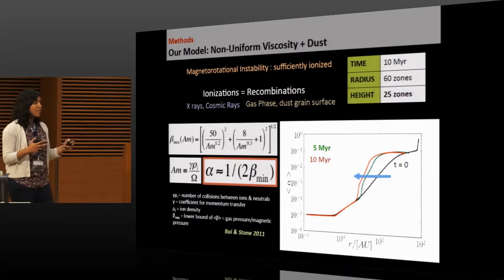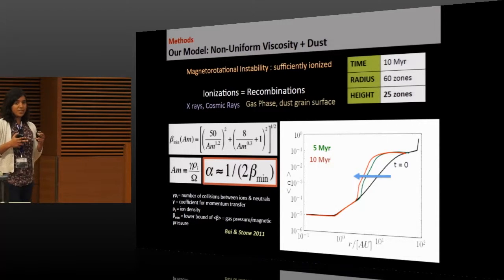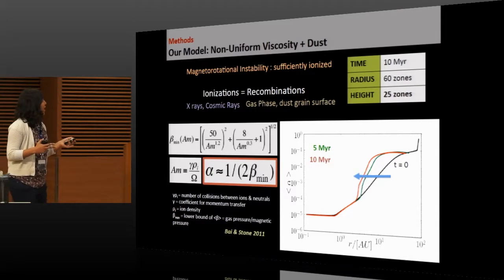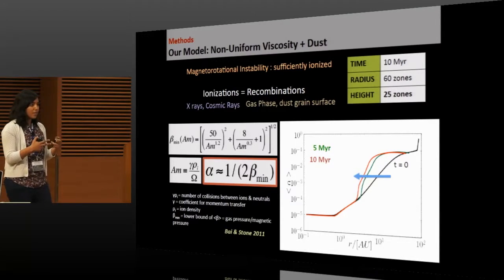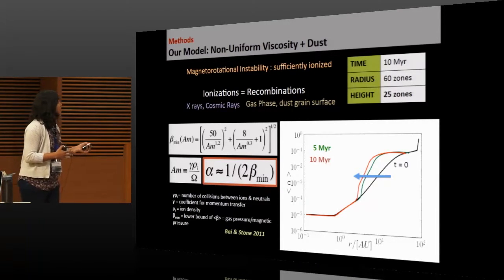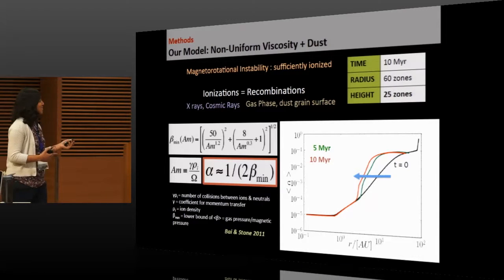It occurs only if the region in the disk is sufficiently ionized. And so for this, we calculate the ionization state at each region in the disk. We consider ionizations by X-rays and cosmic rays, and we consider recombinations of these ionic species and electrons in the gas phase as well as dust grain surfaces. I could talk about more details later.